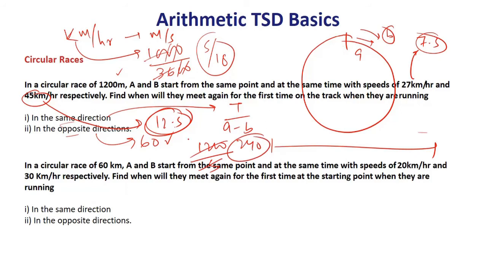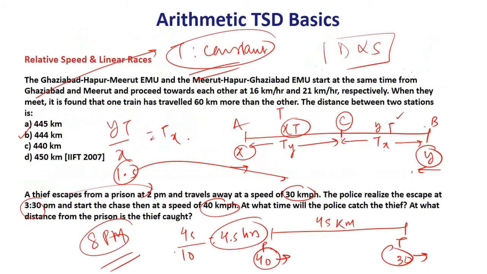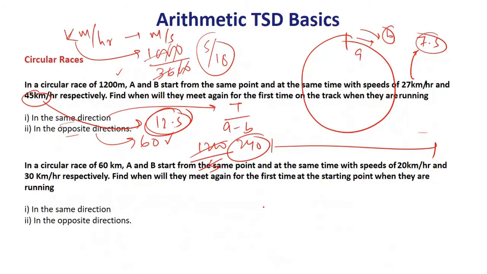So when you have to find out when they meet on the track, there is no hassle. You can solve it as you have solved in linear cases, right? In linear races like this, we have solved. Similarly, you can solve when you have to find out when they meet on the track.